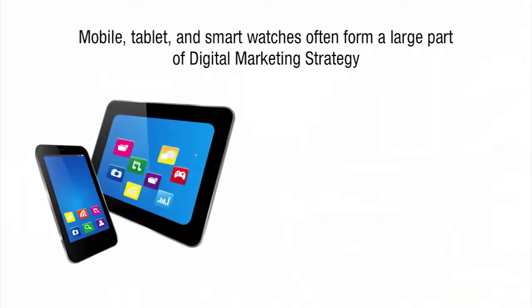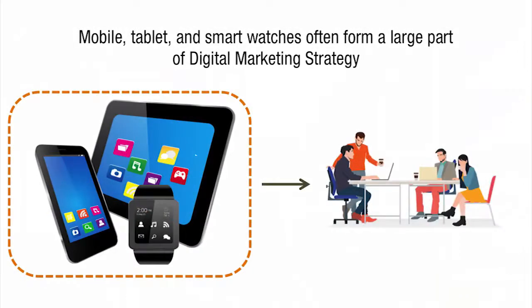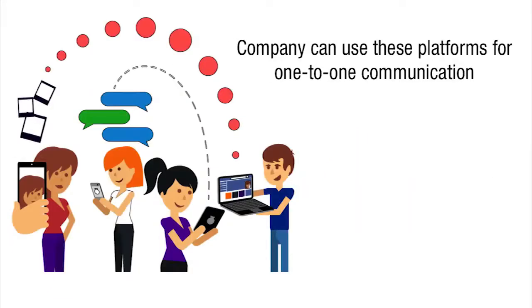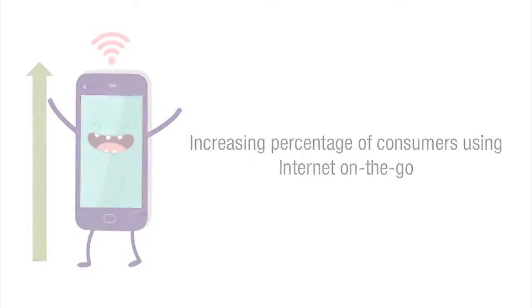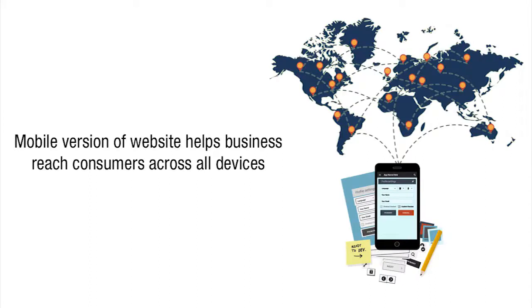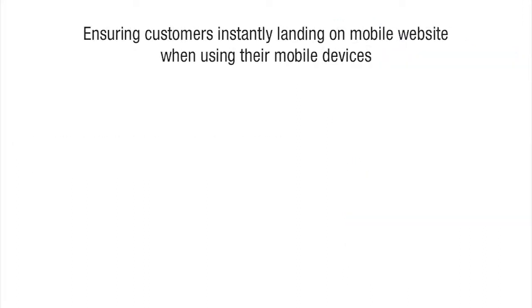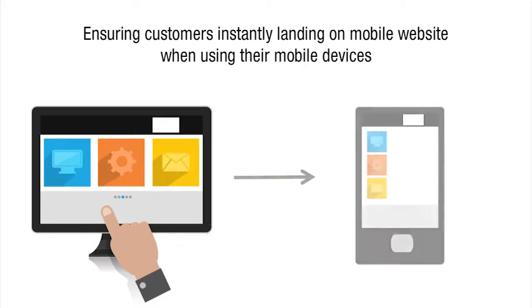Mobile, tablet, and other internet-enabled devices such as smartwatches are personal devices that often form a large part of a company's digital marketing strategy. A company can use these platforms for one-to-one communication with its audience. With an increasing percentage of consumers using the internet on the go, having a mobile version of a website helps a business reach out to consumers across all devices connected to the Internet. To ensure that customers and potential customers instantly land on the mobile version of the site when they are using their mobile devices, businesses must ensure that their sites are mobile-friendly.